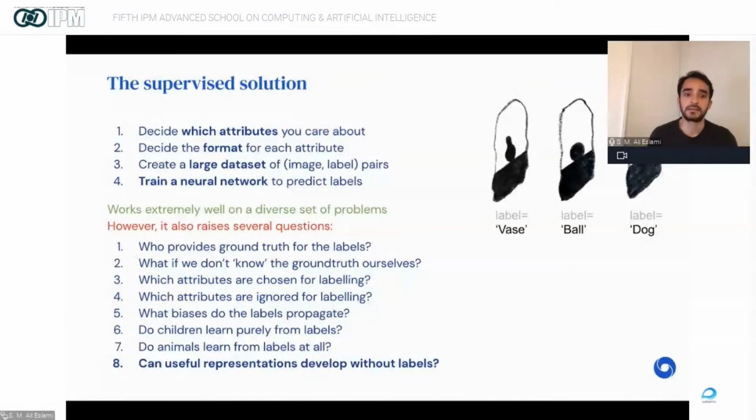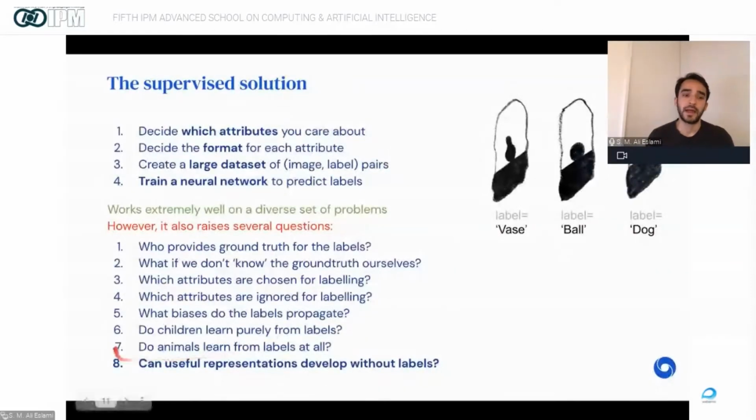And of course, which attributes are chosen, which ones are ignored, that can have lots of even political implications, but also ethical implications. Which attributes are ignored, as I said. What biases do these labels have? Of course, humans can make systematic mistakes in labeling reality, and that can have huge knock-on effects on how AI systems interact with the real world and interact with human lives.